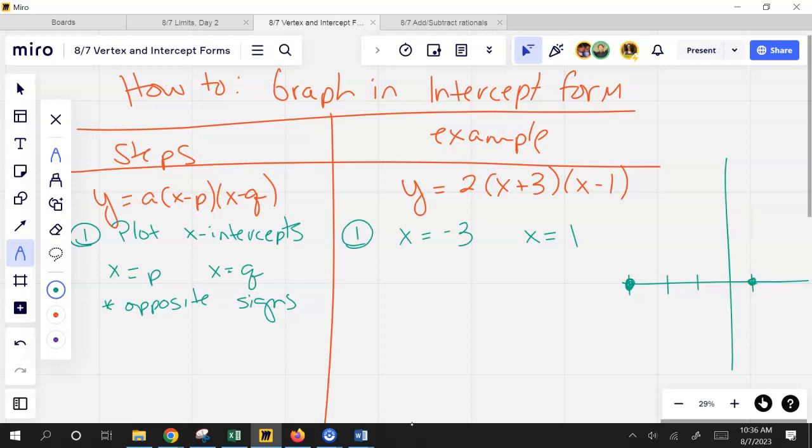Now here's where we have to kind of stop and think for just a minute. I need 3 points to graph any parabola. I have 2 of them. What am I missing? The vertex, right? That very, very important point. Thinking about what you know about parabolas, tell me what you think you might be able to do.